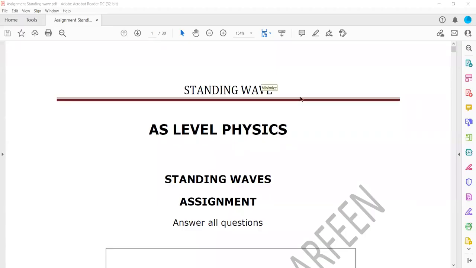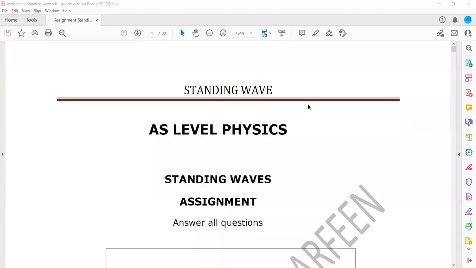So, the assignment related to standing waves. We'll discuss mainly the questions related to standing waves. Some of the questions might be from interference, but because we did not complete that topic yet, we will skip them right now, and later after completing the topic, we will do the interference questions as well.